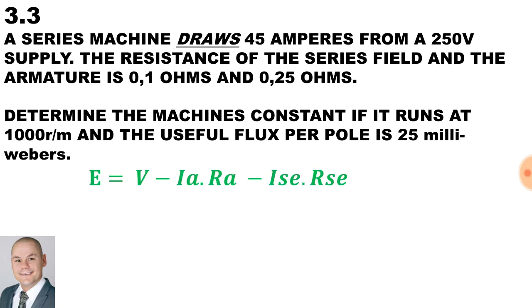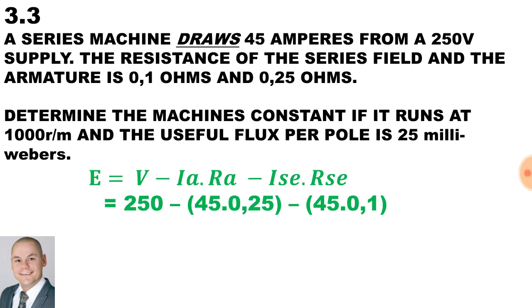Now, to calculate the generated EMF for a series motor, it is the terminal voltage less the volt drop across the armature and less the volt drop across the series winding. If we substitute all the values in, our terminal voltage is 250 volts. Our current through the armature and the series winding is 45 amps. And that gives us a generated EMF of 234,25. However, remember the question asked to calculate the constant.